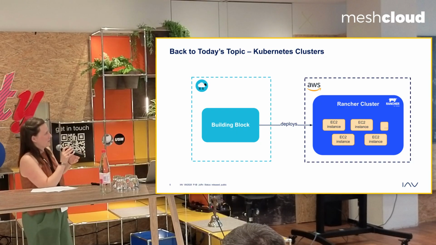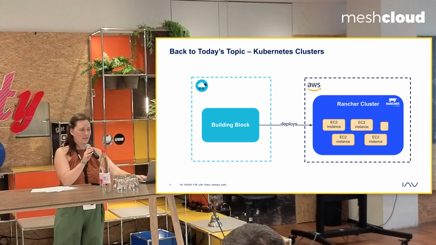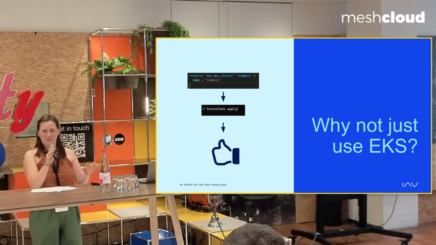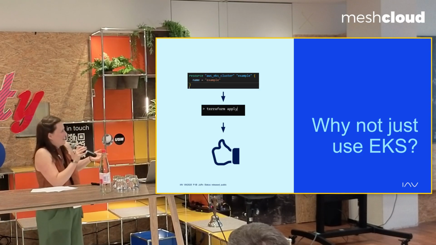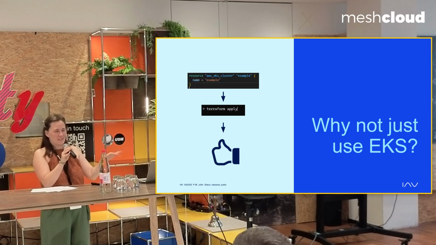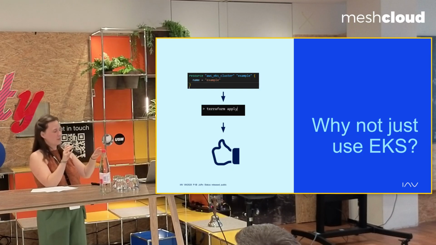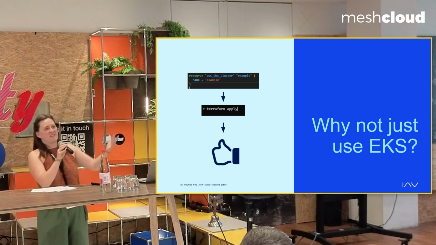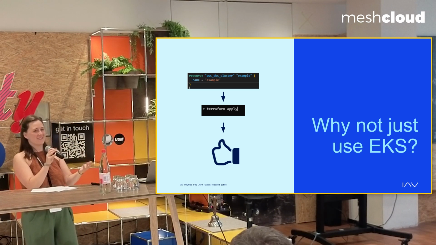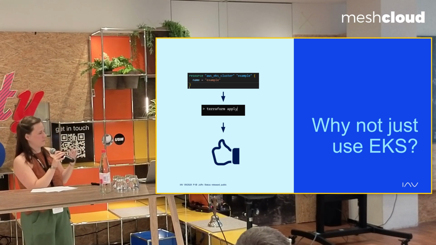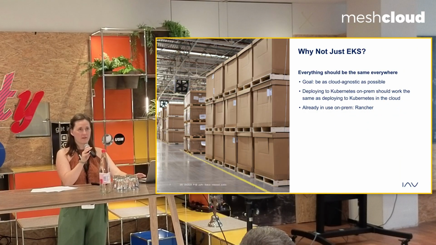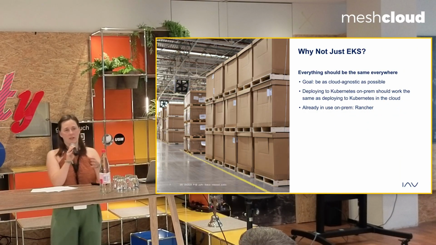But you might have a few questions. The first would be, if you use AWS, why not just use EKS? That would be so much easier. You could just say, okay, Terraform or OpenTofu, create an EKS cluster, apply, done. Why create the EC2 instances? Why go through all this trouble? And the main reason is we want everything to be the same in each cloud.